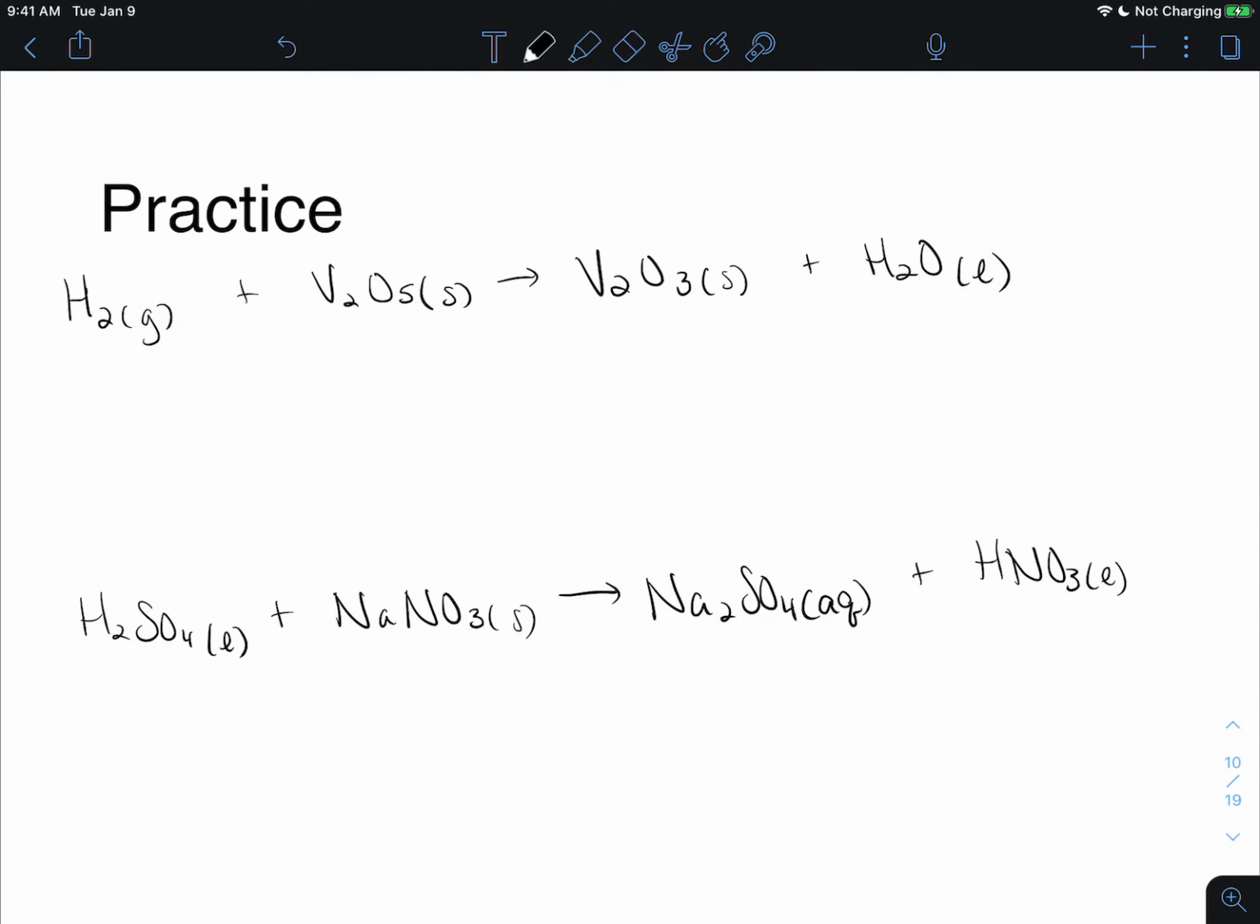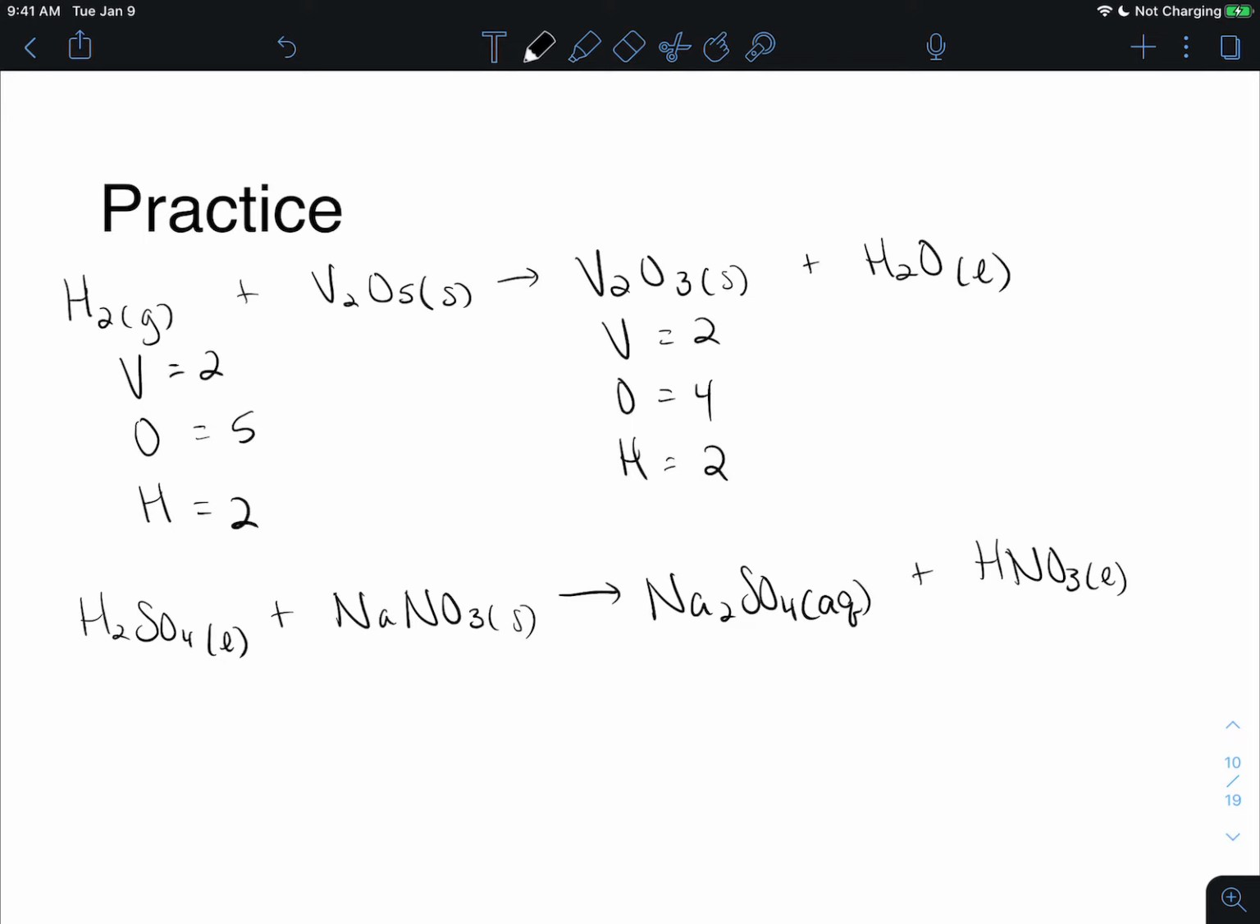Okay, so here we've got vanadium, oxygen, hydrogen. So we've got 2, 5, and 2, 2, 4, and 2. So let's start with our vanadium. Our vanadium's 2 on both sides, so we're good there. Oxygen, we have 5 on our left side, 4 on our right side.